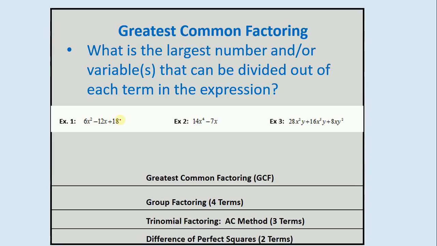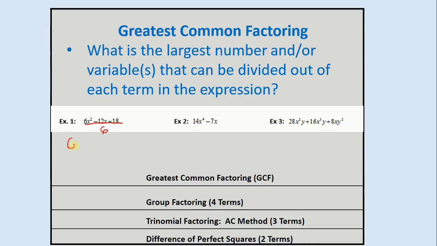So if I divide each of them by 6, and then also I'm going to look at the x's. But now notice this guy has 2 x's because it's an x squared, and this guy doesn't have an x. I cannot divide by x then, because this 18 does not have an x to give. So the largest number I can divide by is 6.